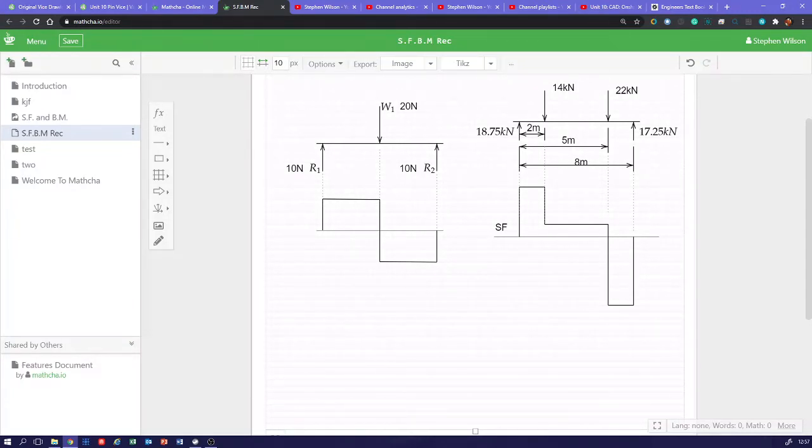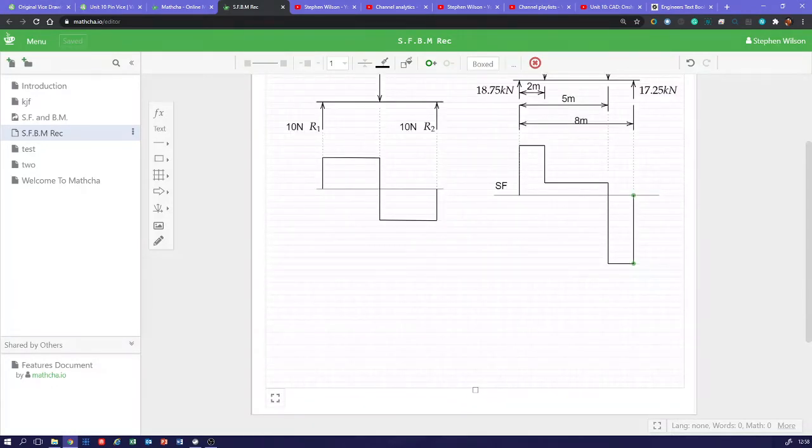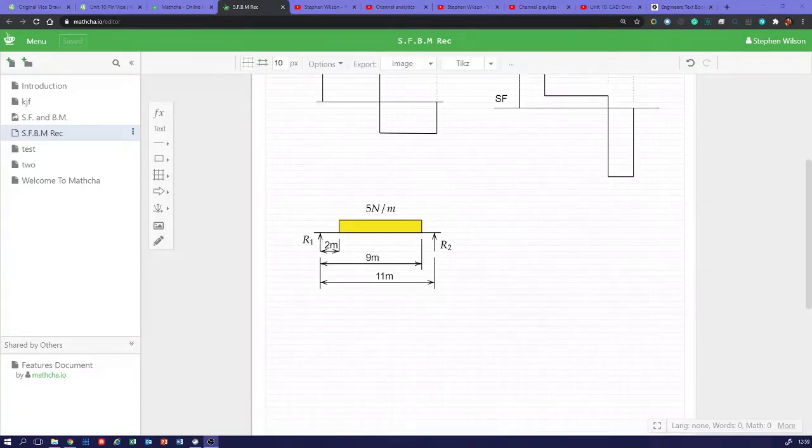So all we're doing is we're going up by the force, we walk along to the next force, we go down by the force, we go along, we go down by the force, we go along, and we go up by the force. And that's all there is to a shear force diagram. Okay, so next we'll just have a very quick look at what we do with the UDL, and that's, I think, everything we need to know for shear force diagrams, and that's exciting. Okay, back in a sec.